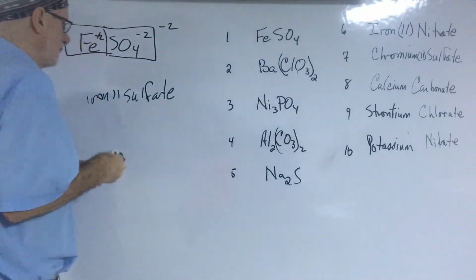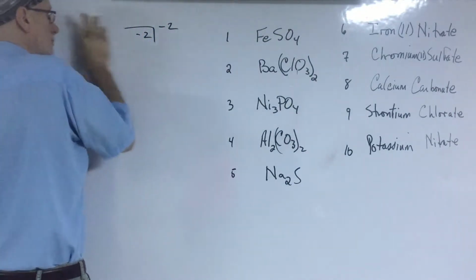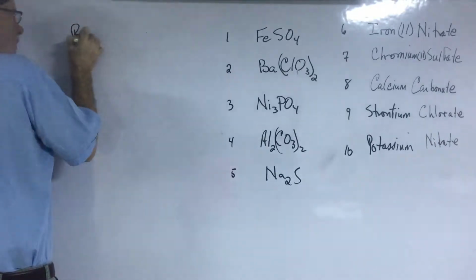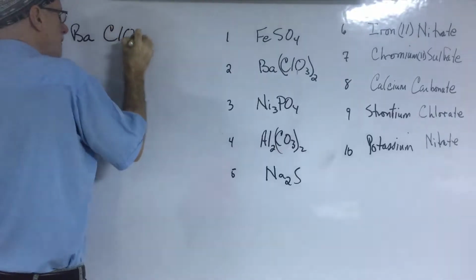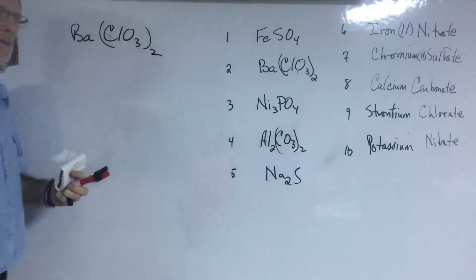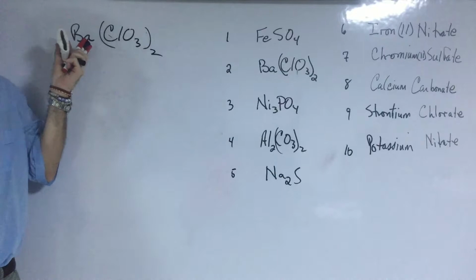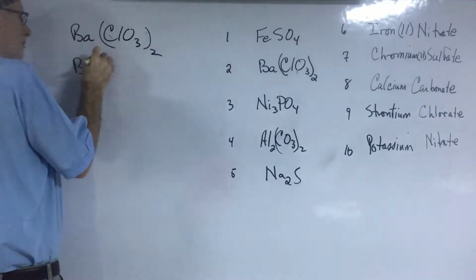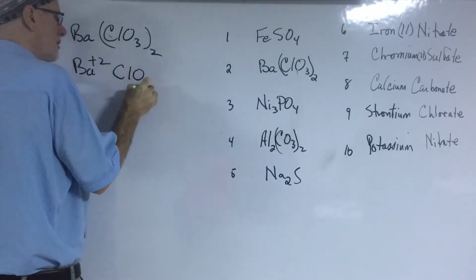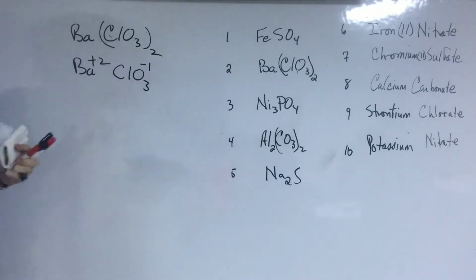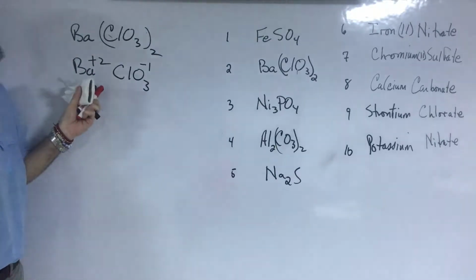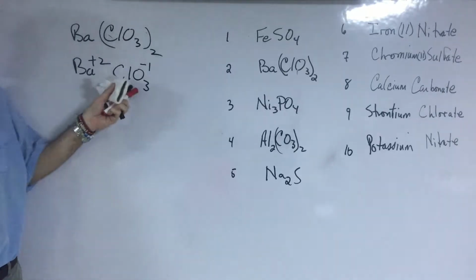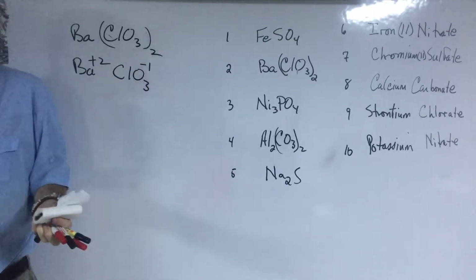All right, now. Next one. Ba. Barium is from group 2, so you know that it's a +2. Chlorate is -1, correct? So we don't have to worry about any charges or anything like that. There's 2. Why do you use parentheses?